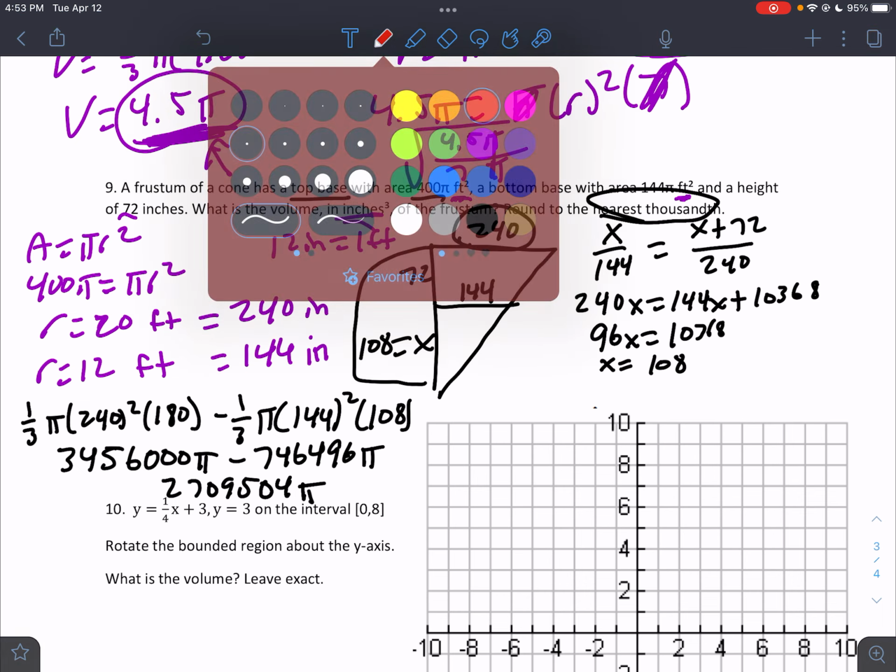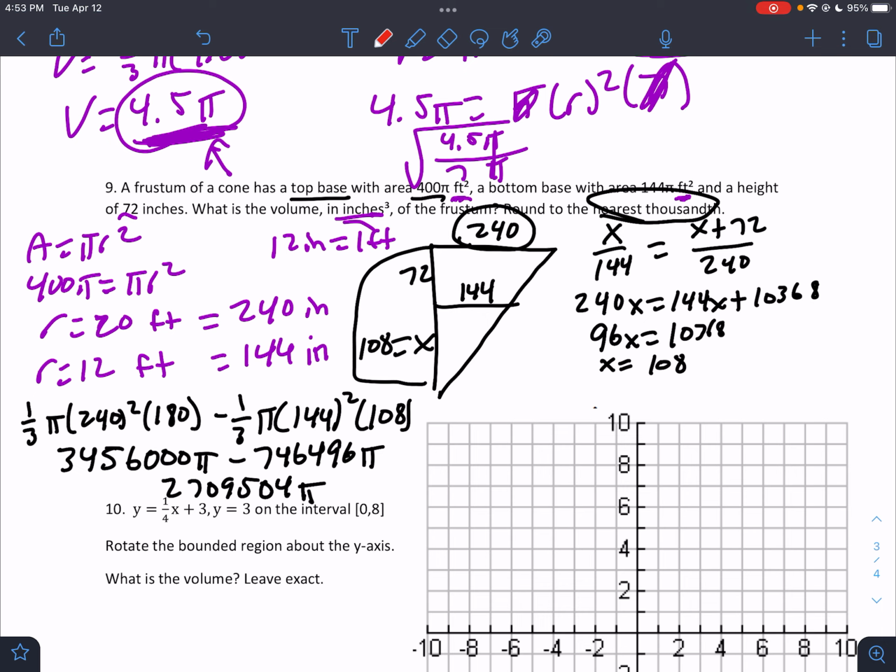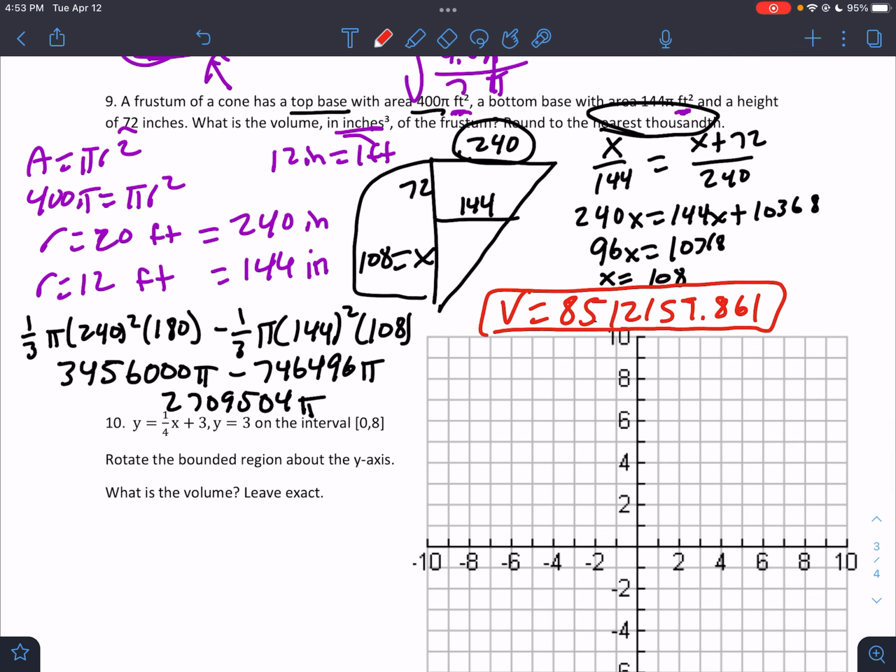One more color change. So times pi in my calculator. Big number coming at you. The final answer is 8512157.861. Woo! We almost couldn't have gone any bigger. It said nearest thousandths. The calculator almost ran out of numbers. Oh, what a great problem.